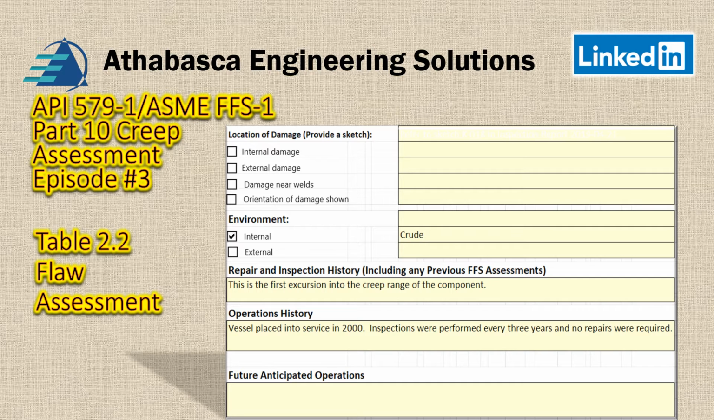The repair inspection history. This is the first excursion into the temperature range of the component. Placed in service in 2000, inspections have been performed every 3 years, probably during turnarounds, and no repairs were required. And they want to make a determination of future anticipated operation.